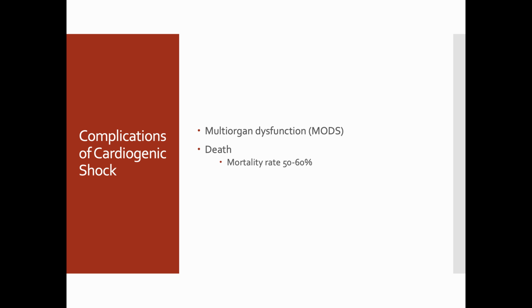The biggest complication of cardiogenic shock is multi-organ dysfunction. And when we see MODS, multi-organ dysfunction syndrome, when we see it affect more than 5 body systems, the mortality rate is 100%. So when we get to MODS, that's a very bad thing. The mortality rate for cardiogenic shock by itself is 50 to 60%.